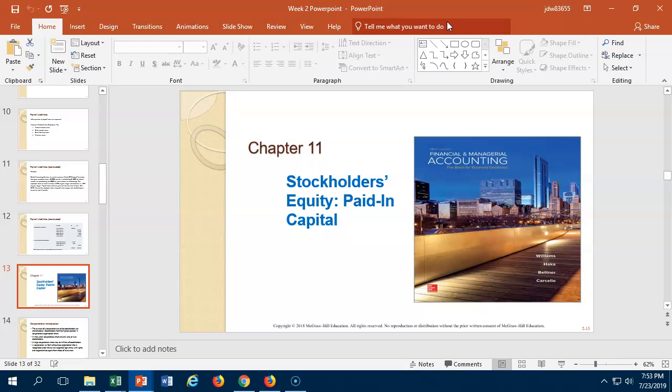What's next? Number 7. State the balance sheet or income statement classification of each of the following accounts. Okay.